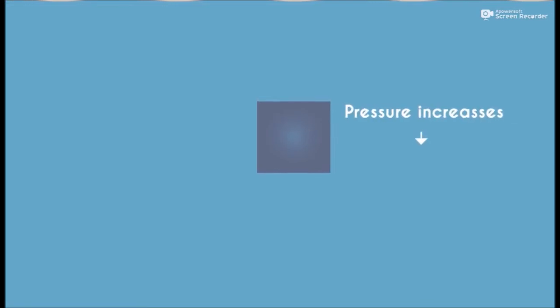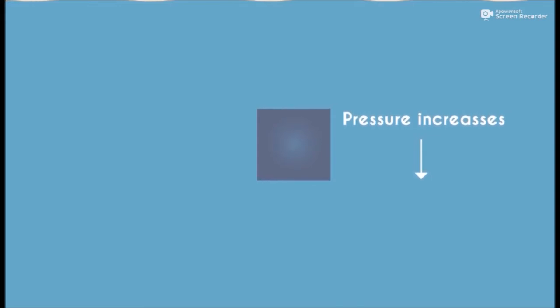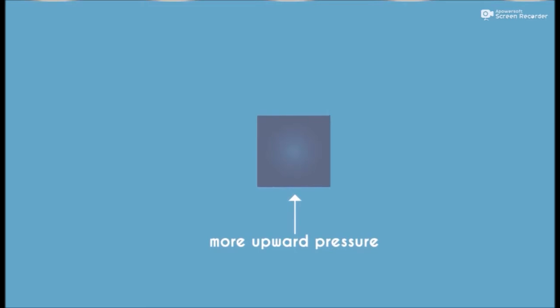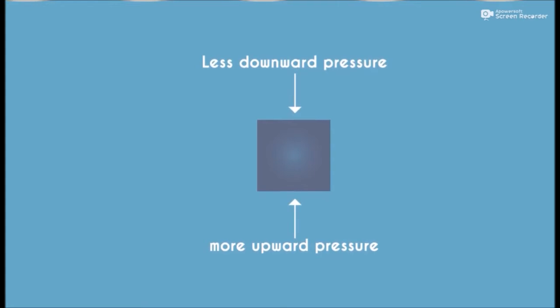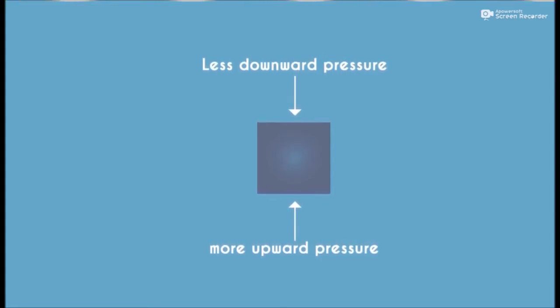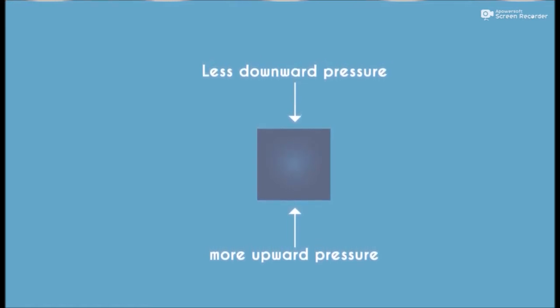Now, what happens when an object is placed inside the fluid? The fluid pressure will increase with depth. And now, because the pressure increases as we go deeper, the force exerted upward due to the pressure will be more than the force exerted downward. So, the force exerted on the bottom of the object due to the pressure will be more than the force exerted on the top. So, this net upward force exerted on the object submerged in the fluid is called the buoyant force.